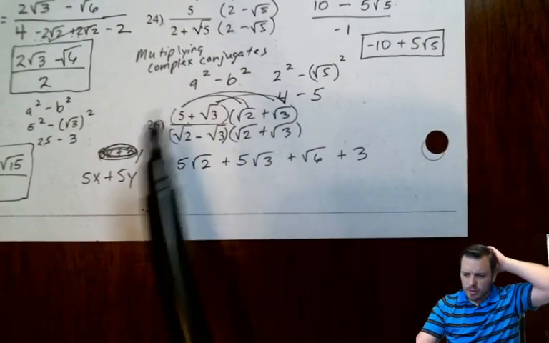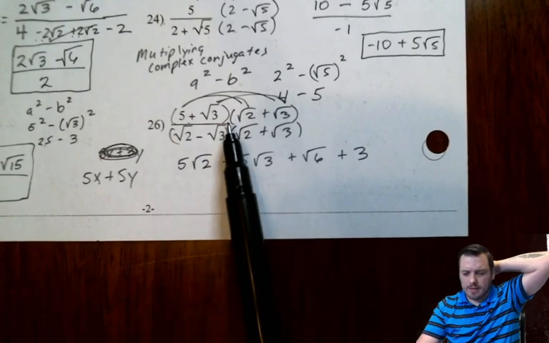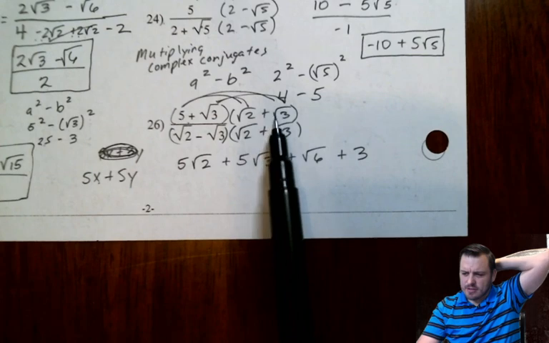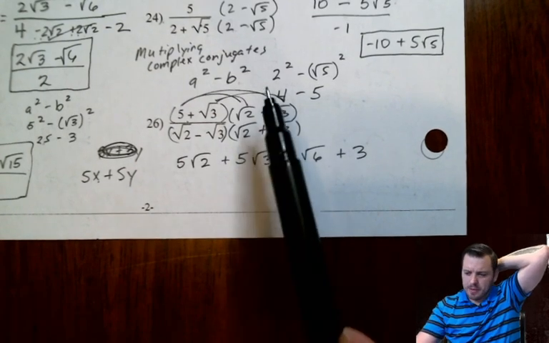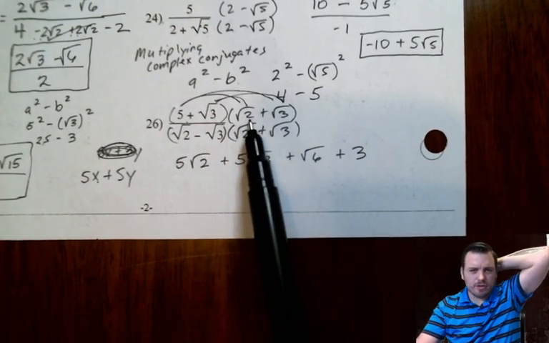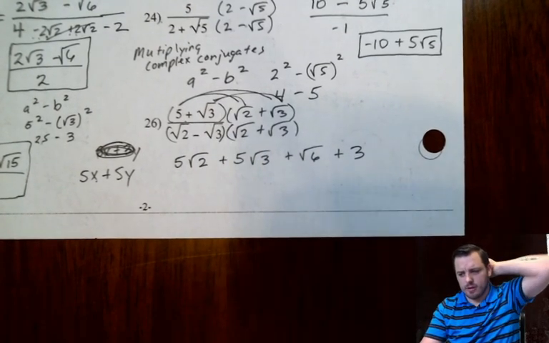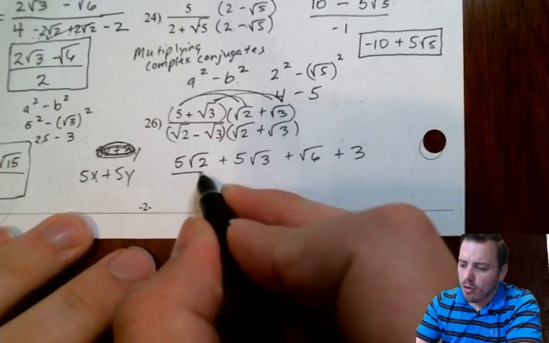So again, going through that FOIL. 5 times radical 2 is 5 radical 2. Outside, 5 times radical 3 is 5 radical 3. Inside, radical 3 times radical 2 is radical 6. And radical 3 times radical 3 is 3. I put that all over.